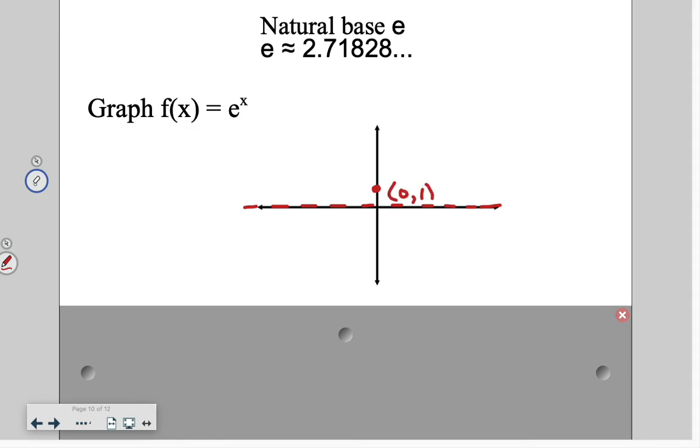And is this exponential growth or decay? Growth. It's bigger than 1. So it's growing. It just happens to be growing by a specific number. So it actually looks just like, this is just a special type of exponential growth.